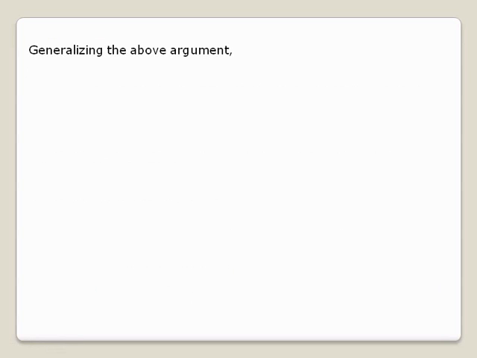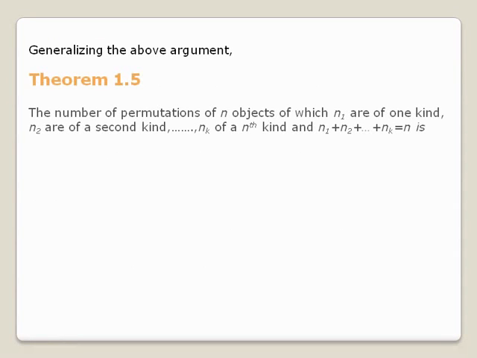By generalizing the above argument, we get theorem 1.5. The number of permutations of n objects, of which n1 are of one kind, n2 are of a second kind, and all the way up to nk of a kth kind, and n1 plus n2 plus up to nk equals the total number n, is n factorial divided by n1 factorial times n2 factorial times up to nk factorial.